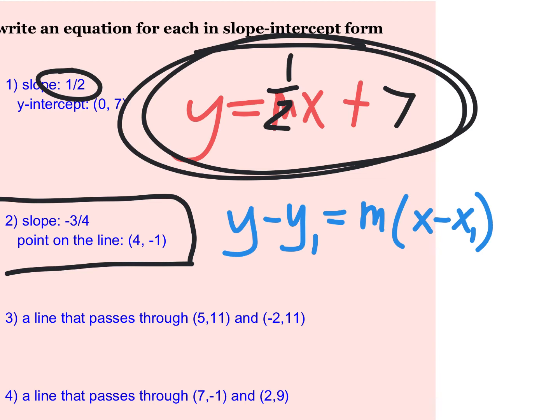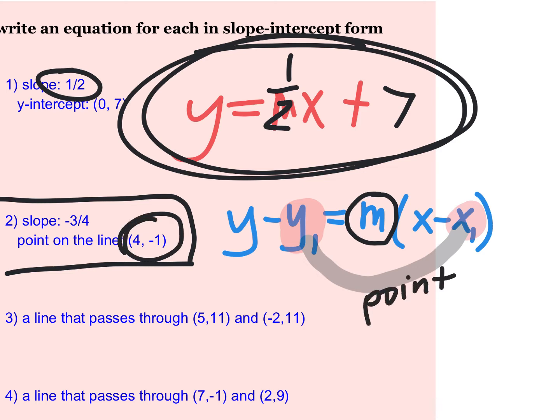That is called point slope because it's got the slope right here. And this is the other really important part. Please highlight these. Here and here is where you can stick in a point. That's why we call it point slope, because it can have a point right there. Like this point right here can go in this spot and this spot. That's where the point goes.